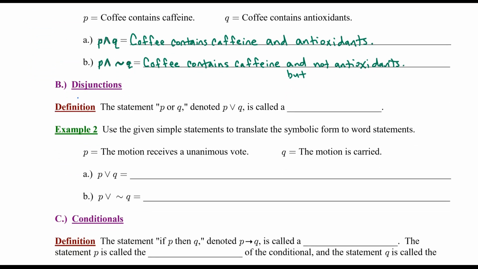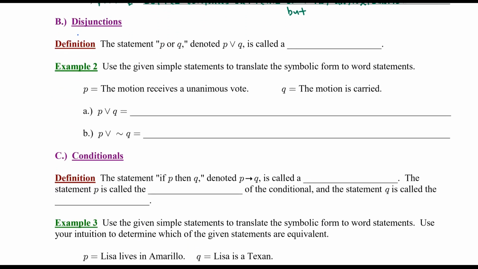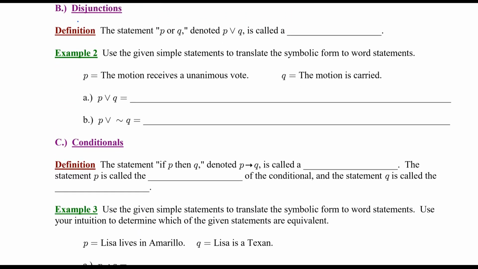Part B, we'll talk about another connective dealing with a disjunction. Definition. The statement P or Q, denoted, we read this P or Q, is called a disjunction. Now keep in mind, in the English language, the words and or are both classified as a conjunction. However, in logic, and is called a conjunction and or is called a disjunction. There's going to be a difference in their meaning.